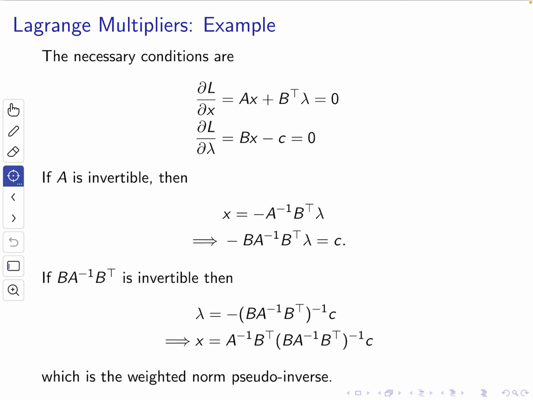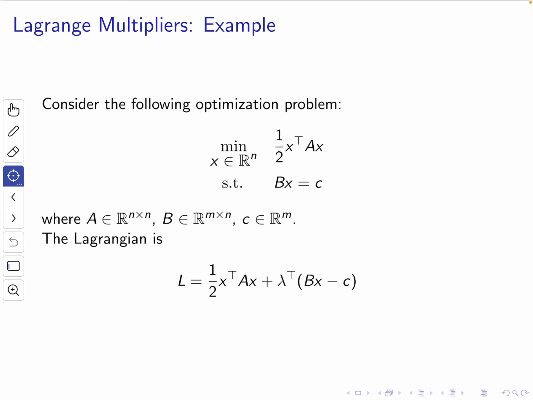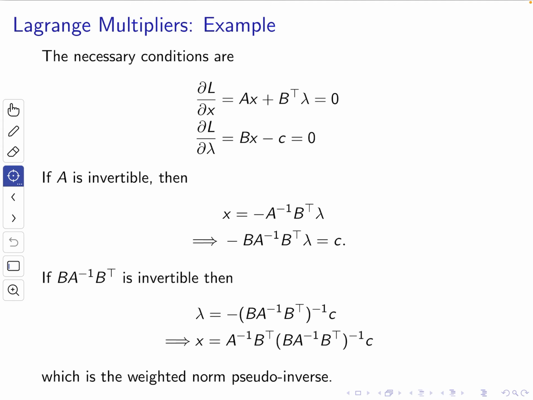So when I do my necessary conditions, I take the partial of L with respect to x. Notice, this is going to give me an Ax, and with respect to the other term, I'm going to get B transpose lambda. So I get Ax plus B transpose lambda equal to 0. And then when I take the partial with respect to lambda, I just get my constraint back, Bx minus c equal to 0. So if A is invertible here, then I can invert and solve for x. It's going to be minus A inverse B transpose lambda.